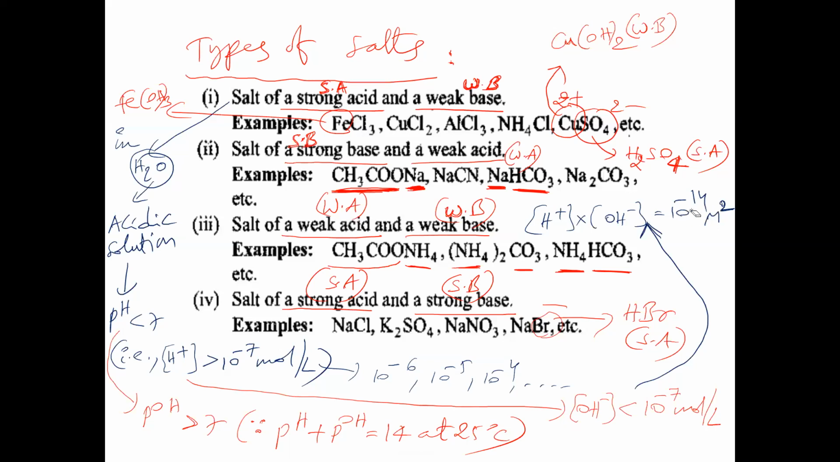at 25 degrees Celsius. That is why whenever H plus is greater than 10 power minus 7, OH minus should be less than 10 power minus 7 and so on. Okay, so like this we have to understand. For every type of salt we have to understand this way only. Suppose if you dissolve this salt of strong base and weak acid in water, we get a basic solution.